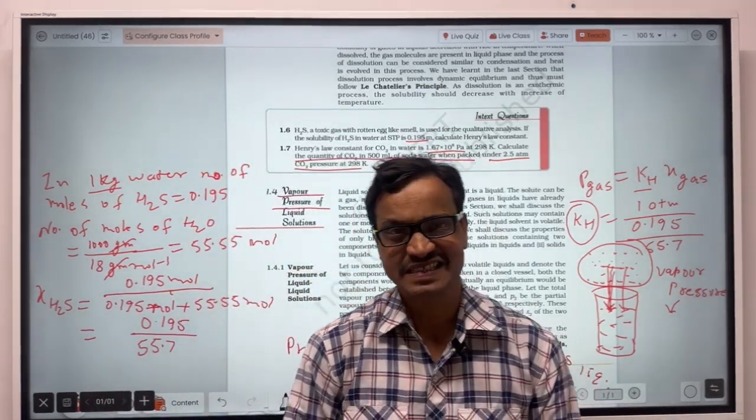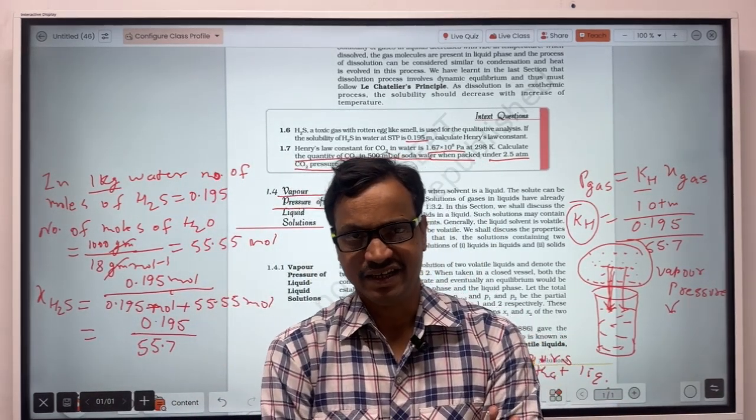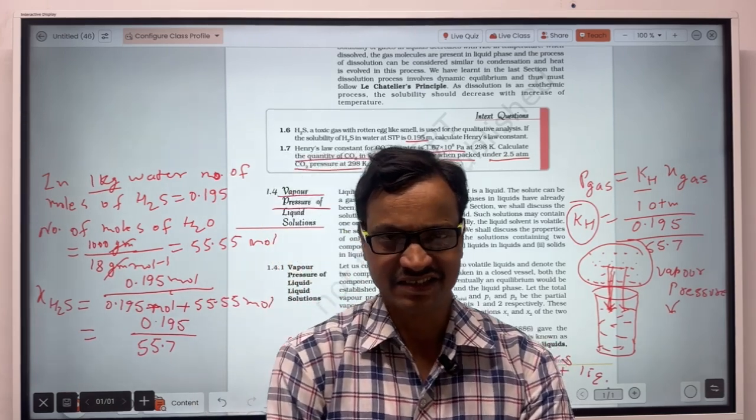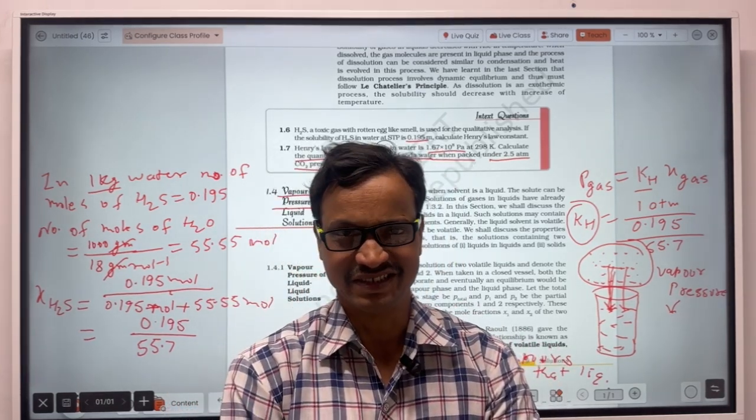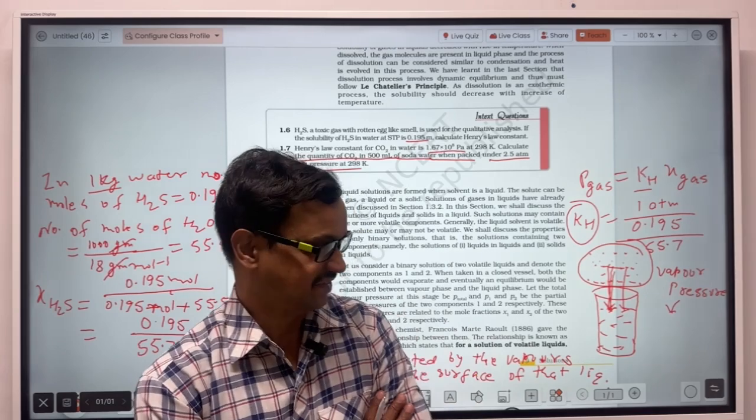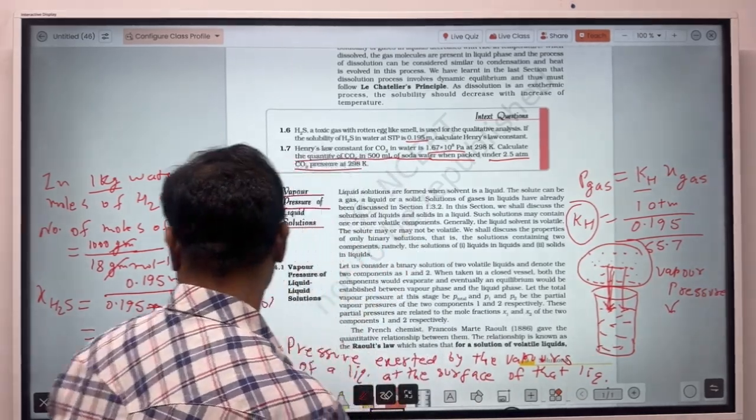So vapor pressure is the pressure exerted by the vapors of a liquid at the surface of that liquid. That is vapor pressure. Okay guys, hope this one will be clear for you.